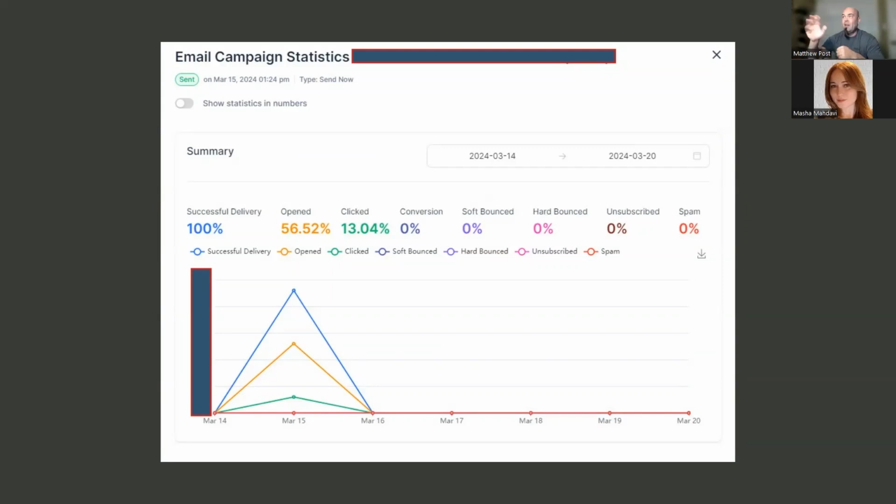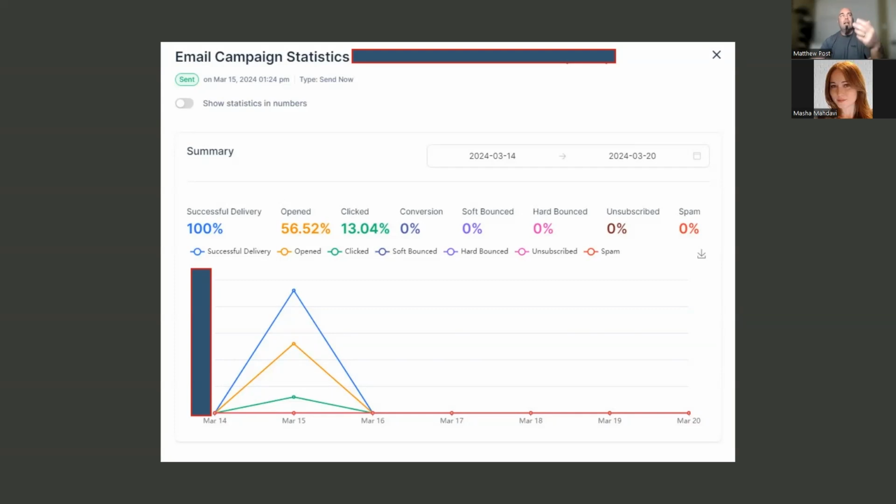100% success rate. Over half the people opened it. That's a great opening rate. 13% of the people clicked on one of the links that I had in there. Again, conversion. This wasn't a conversion email, so I wasn't selling anything. So obviously conversion rate is 0.